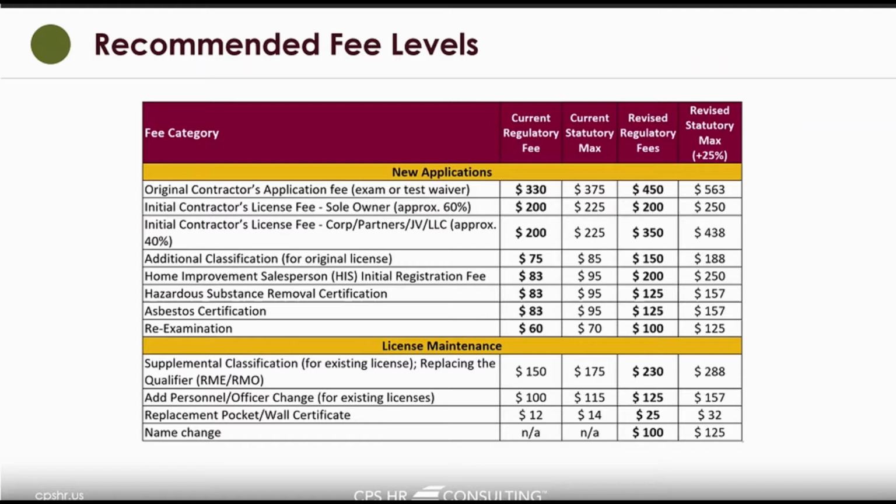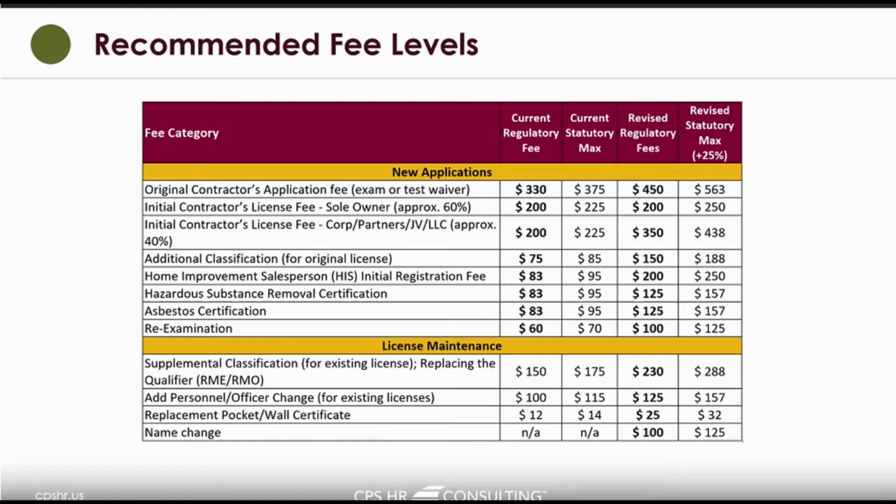And then that last column over there, revised statutory maximum, is the ceiling we are recommending that CSLB be given to increase their fees through a regulatory process if needed in the future, especially if expenditures are more than anticipated or revenues are less than anticipated. We wanted that 25% buffer in there to allow the board more flexibility in raising fees on a quicker timetable if needed. So that's the rationale behind that 25% revised statutory maximum.